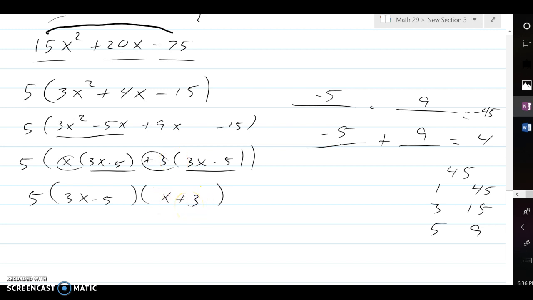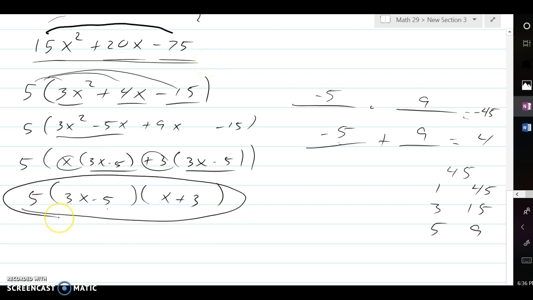And this checks. 3x times x is 3x squared. Negative 5 times positive 3 is negative 15. Negative 5x plus 9x is positive 4x. And we've got the 5. To complete the check, I would distribute the 5 through and see that I get my original answer. So this is the answer to the problem, and I used our second method simply because most students like it better.